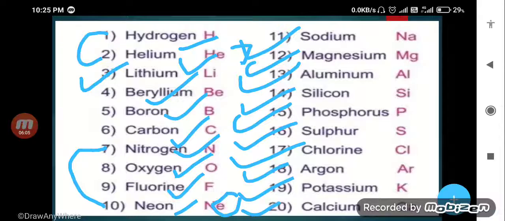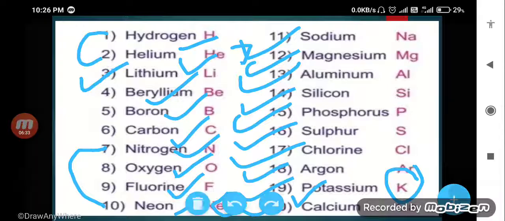Again, you can see in the case of potassium, the symbol is K, but it started with the P alphabet, but here it is written K. Already we have discussed that a few of their symbols are taken from the Latin name, that is why K, kalium, and from kalium, K is taken for potassium.